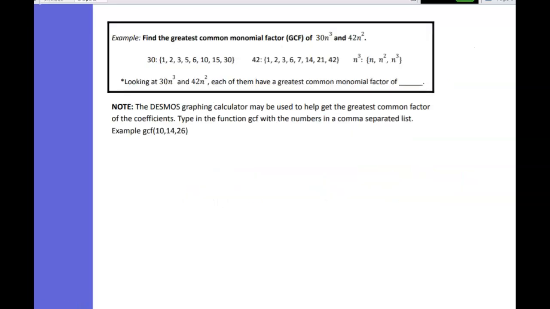So our first example says to find the greatest common monomial factor of 30n cubed and 42n squared. What I like to do is break apart, so it's n cubed, not n. So we've got 30n cubed and 42n squared. I like to look at the coefficient piece first. So I've got the number 30. To come up with my factors, I just like to start out with the number 1, and I know 1 is going to be a factor, 1 times 30. And then I kind of go down the list.